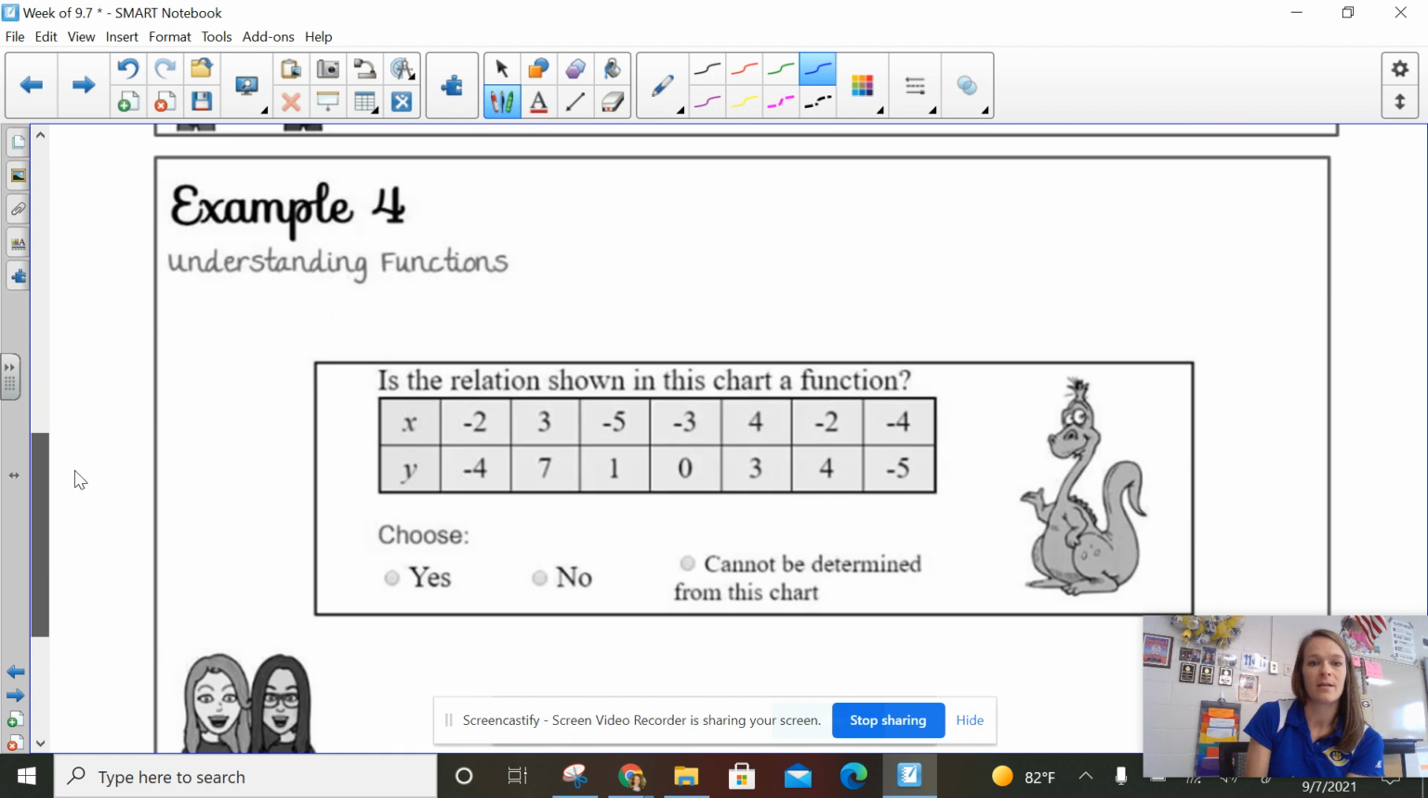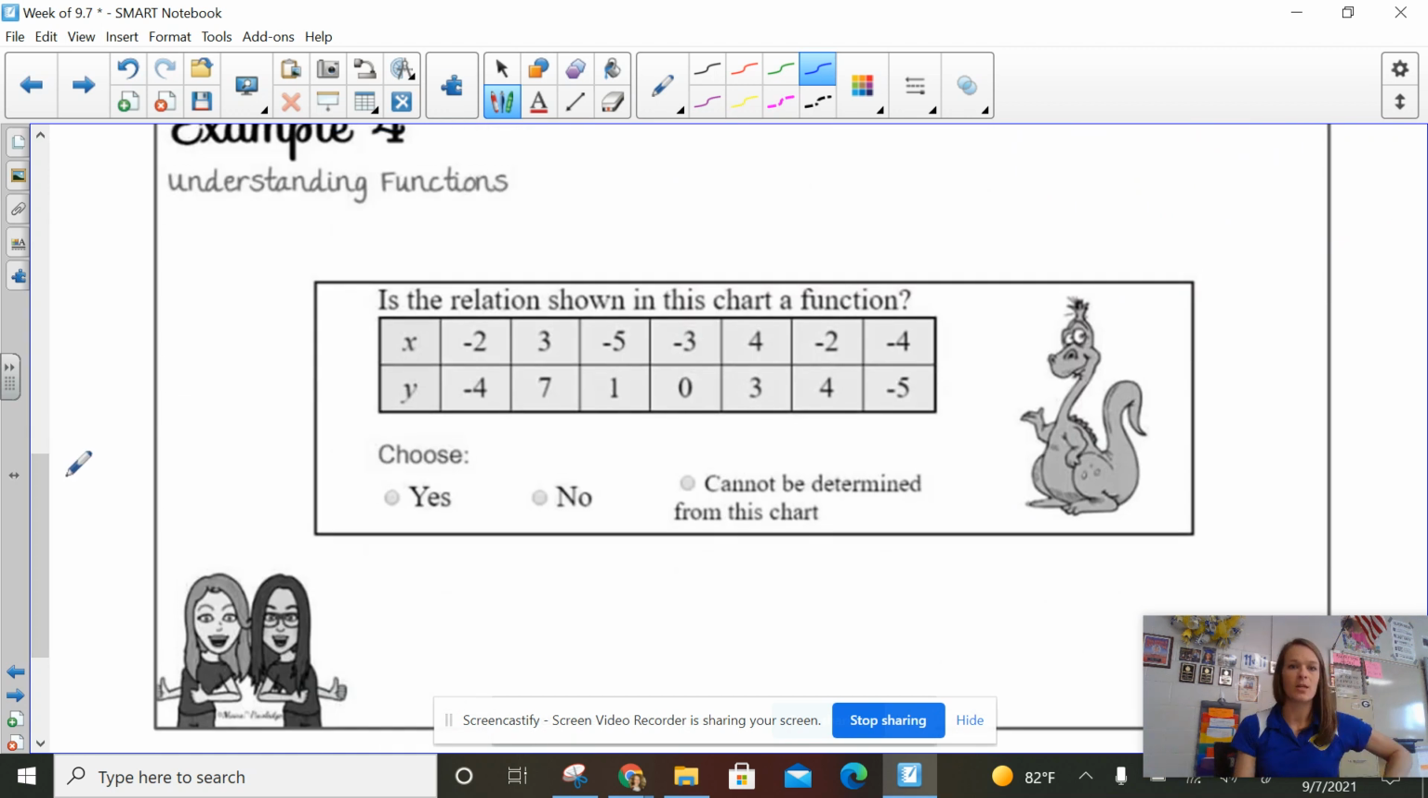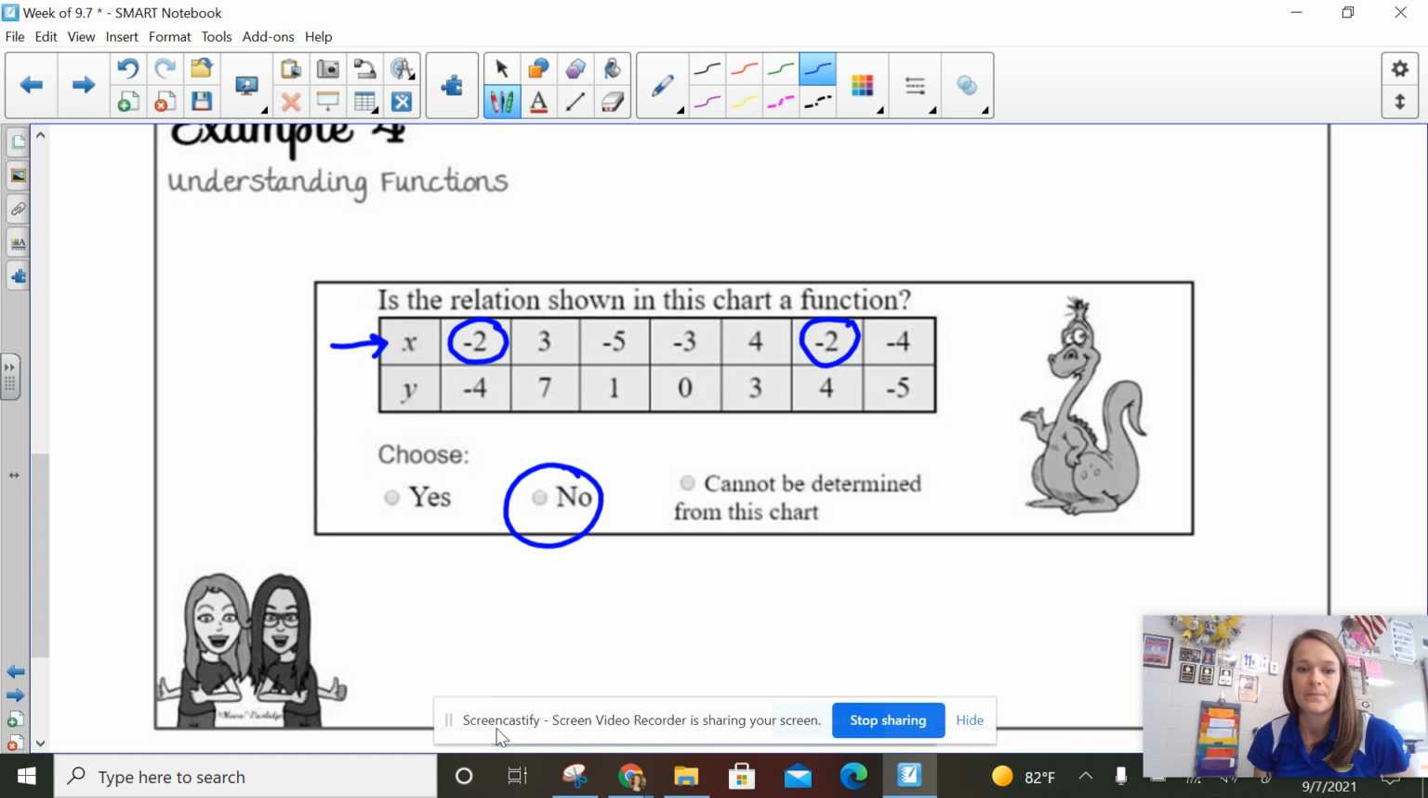Okay, and then example 4 wants to know if the relation shown in this chart is a function. So I'm looking at my x values. I don't care about my y's. And if any of these are the same, which they are, these two -2's are the same, then it is not a function.